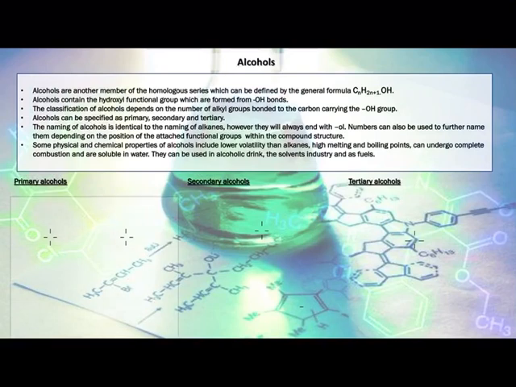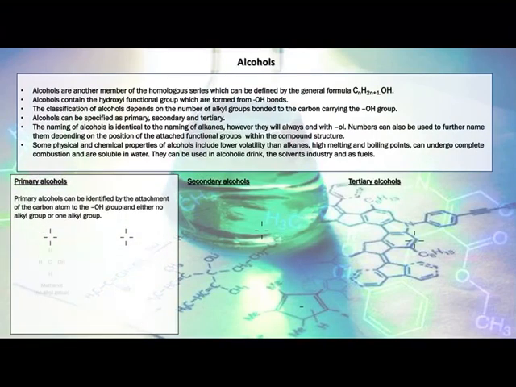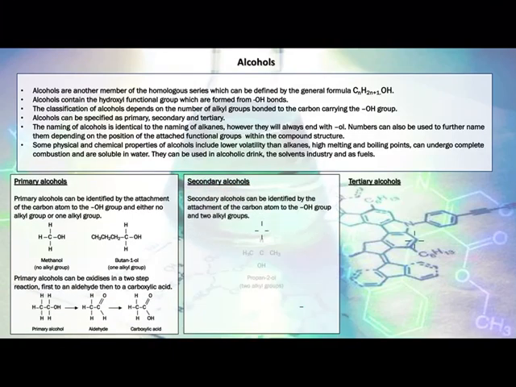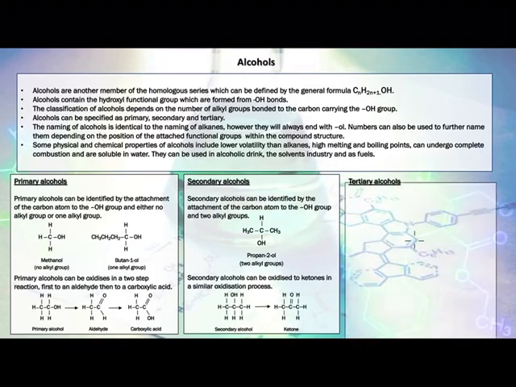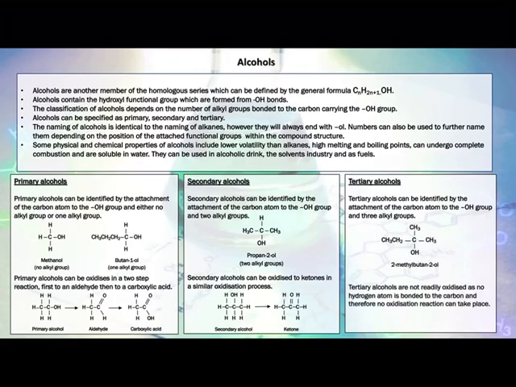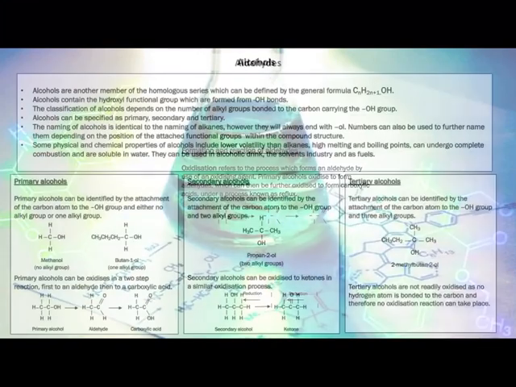Alcohols, now they are a member of the homologous series. They contain the hydroxyl functional group. Their classification of alcohol depends on the number of alcohol groups bonded to the carbon carrying the OH group. Now, alcohols can actually be specified into three different categories. We have primary alcohols, secondary alcohols, and tertiary alcohols.